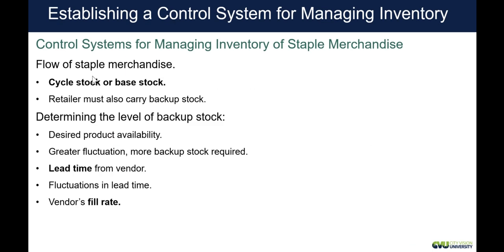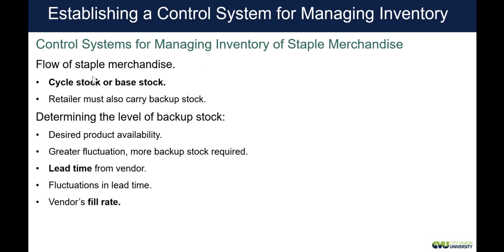Now, once you figure out that assortment, once you figure out what the appropriate inventory level is, you've got to create a control system for managing that inventory. It's a lot easier for that staple merchandise. It's not always going to change, right? Especially if you have a normal cycle, a normal amount people are buying. So you're going to keep a certain amount of base stock on hand, and then you'll have some backup, right? So think about something like Tide.